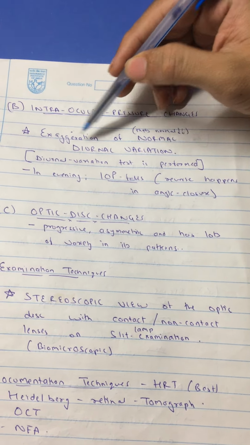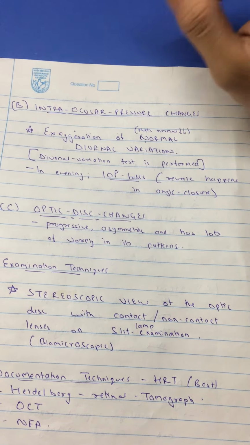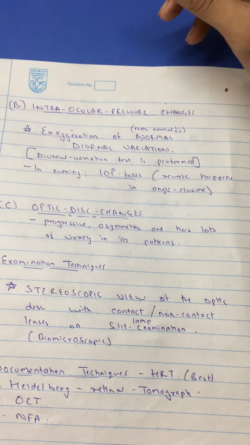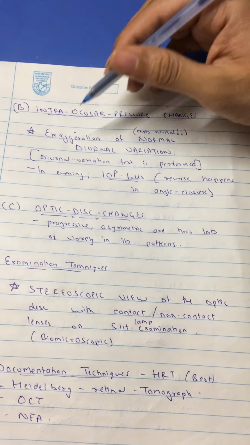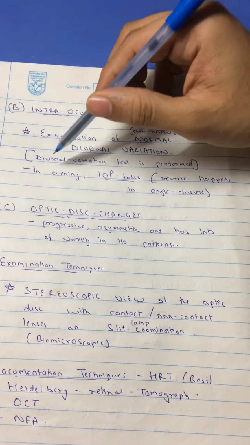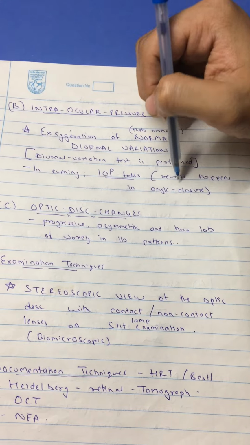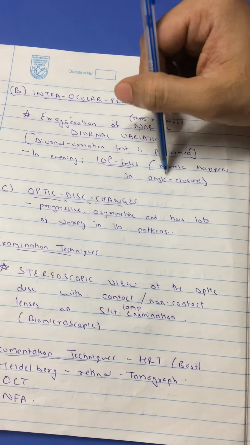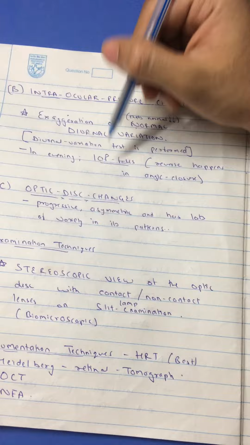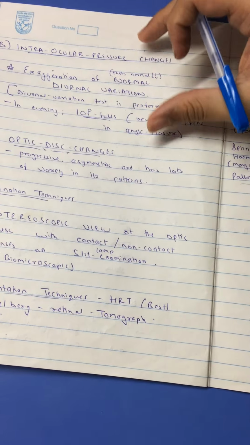There is exaggeration of normal diurnal variations. The diurnal variation is normal in normal people, but in the glaucoma patient there is exaggeration of this diurnal variation, and this can be tested by the diurnal variation test. In the evening the IOP falls, and it has to be noted that the reverse happens in angle closure. That means in the evening the IOP rises in angle closure and in open angle it falls. So this was the intraocular pressure changes.